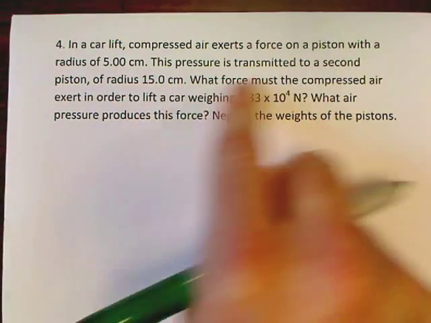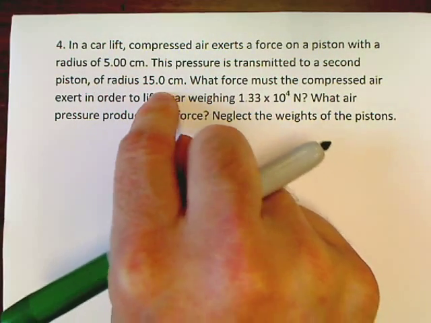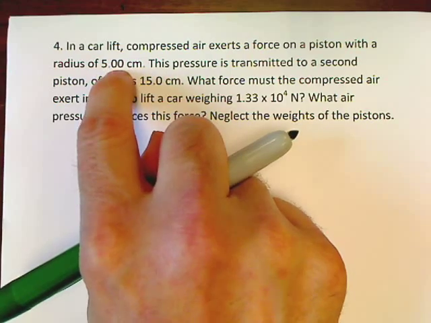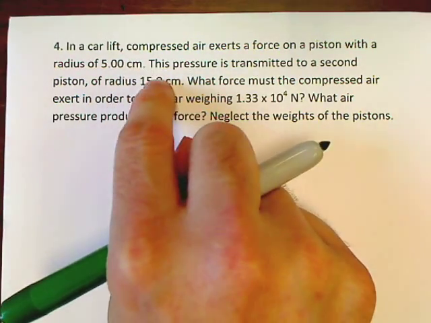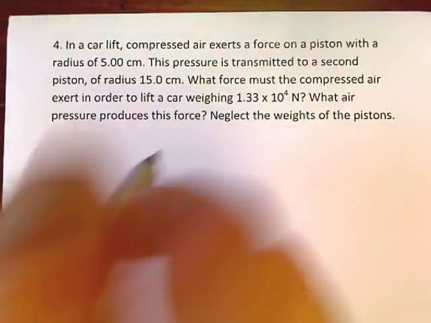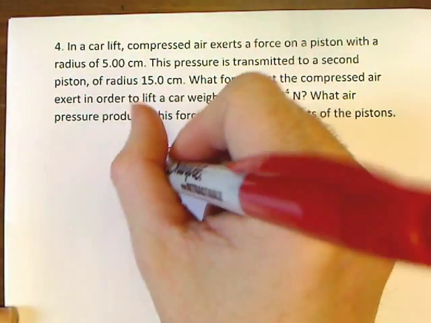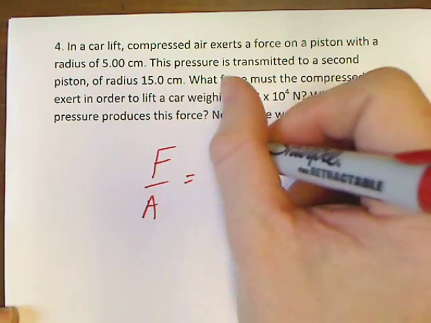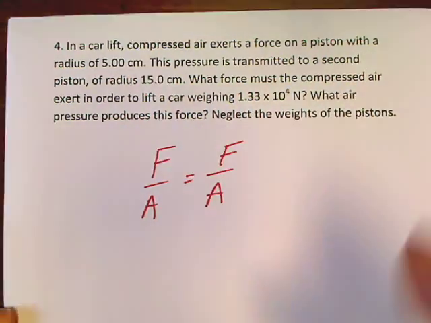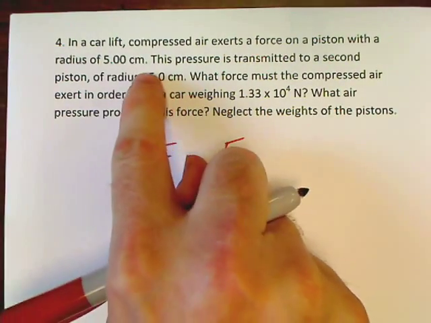The pressure is transmitted to a second piston of radius. So here you go, right off the bat. You see that this problem has the two radiuses in here. And so you're already thinking, all right, this is going to be an F over A equals F over A question. So I'm going to go ahead and write F over A equals F over A. It's a basic proportion.